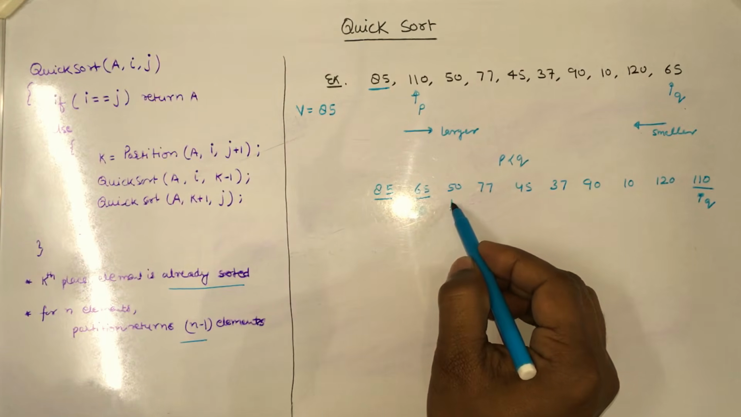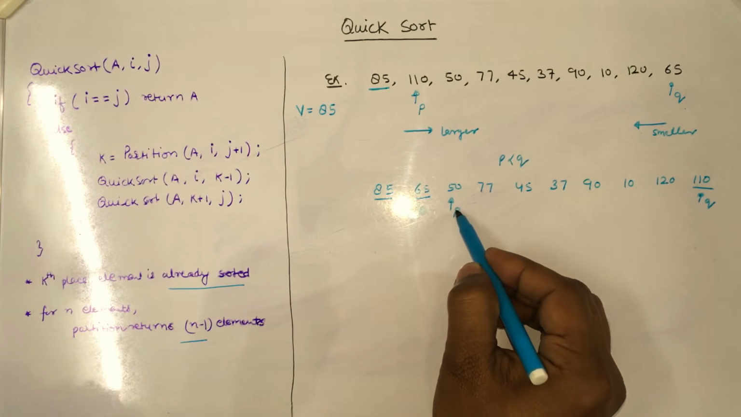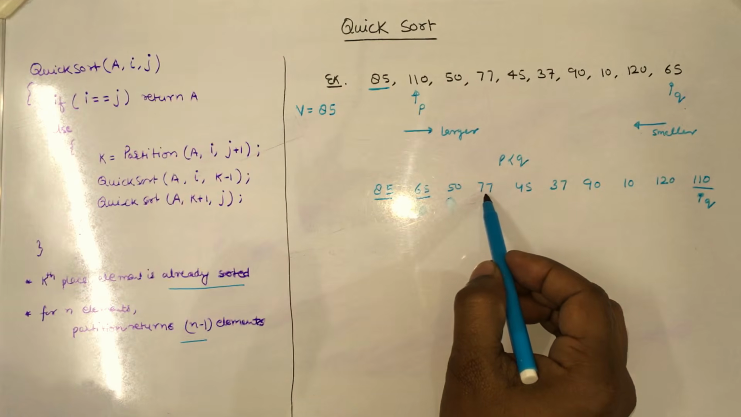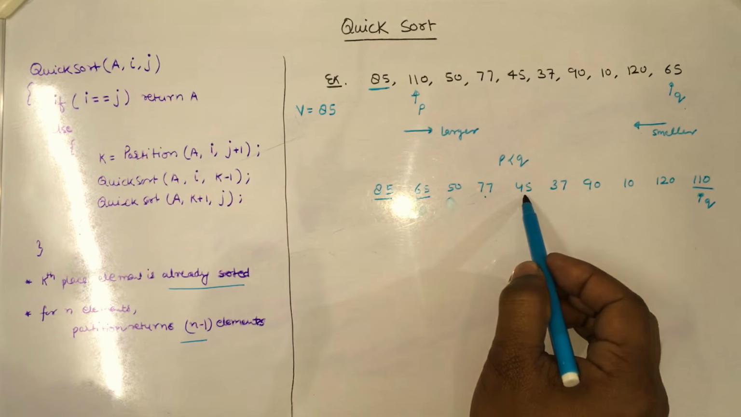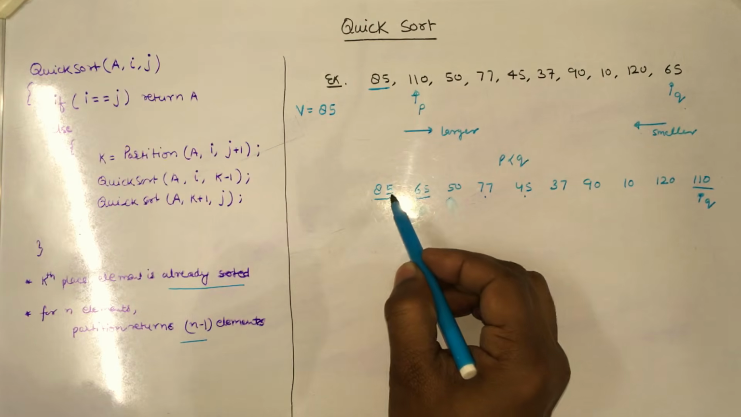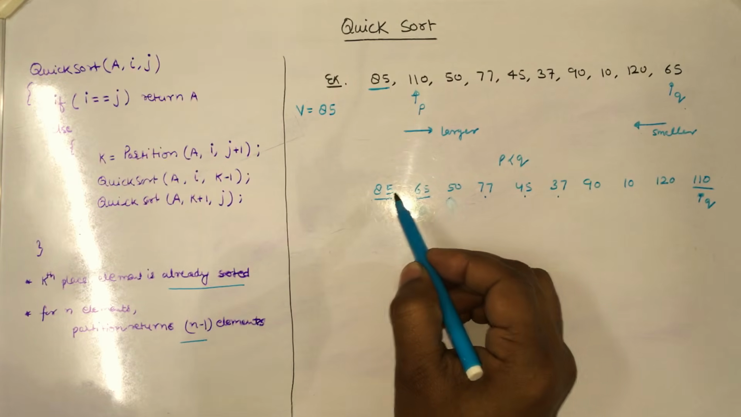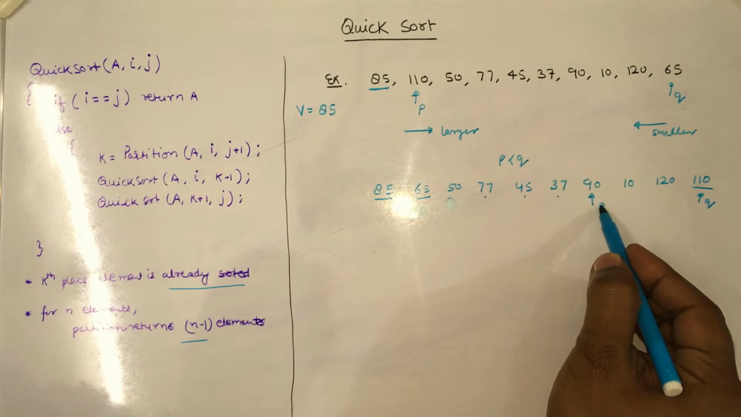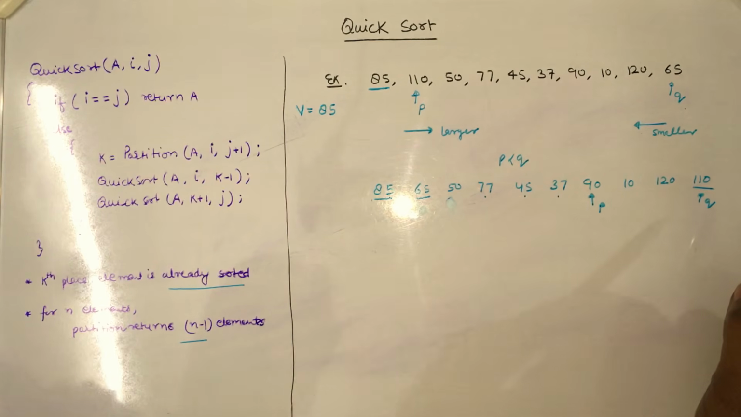Until I find an element greater than 85, I will move the pointer P. This is also small, so I will again move the pointer. P is now pointing to this one. This is also smaller than the pivot. Again, 45 is also smaller than the pivot. 37 is also small. 90 is greater, so I will stop here. When I find a greater element, I will stop.